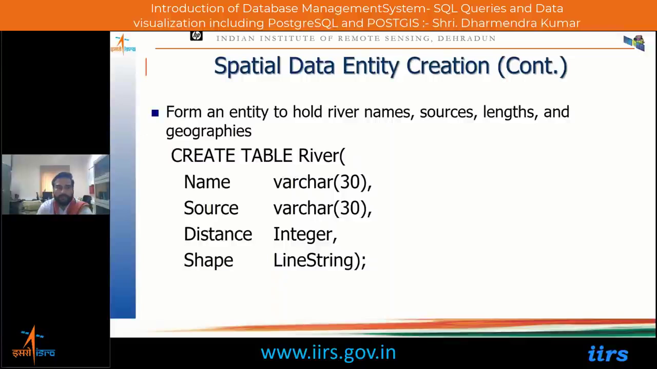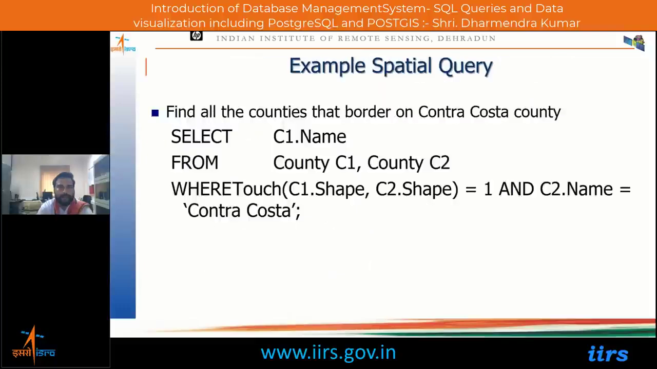Shape could be a line string here, for example a river. And how to query them? The way in which we queried earlier in the relational database model, we use here the where touch command. The condition is touch. So we try to find whether the shape 1 and 2 are touching. And the name condition is also applied in this query, that it should be Contra Costa.